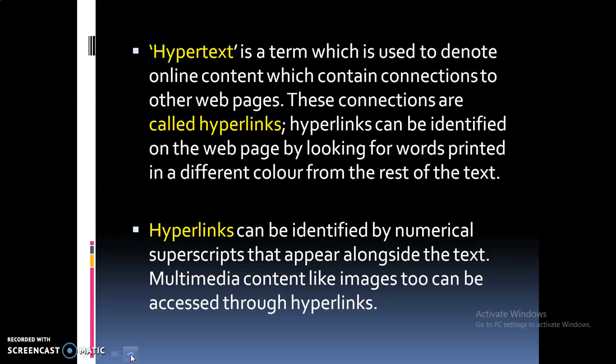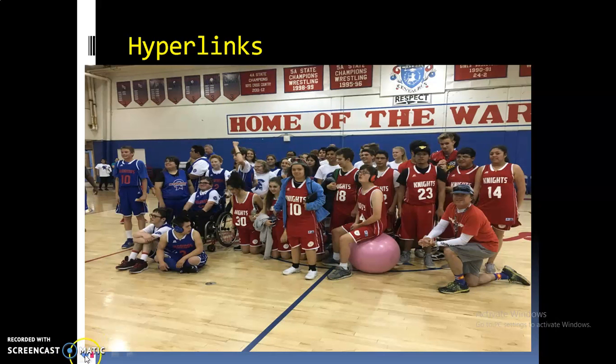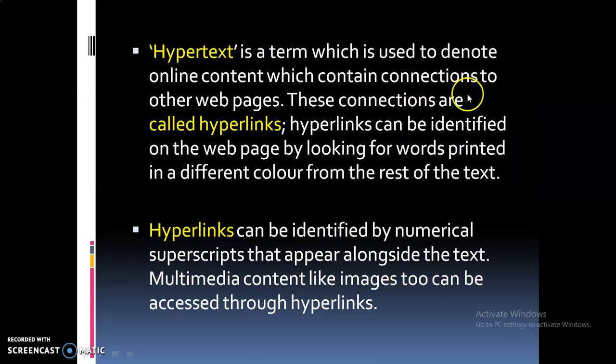So next, we are going to study hypertext. Some of you might be familiar with this term without knowing the definition. So what is this hypertext? Hypertext is a term which is used to denote online content which contains connections to other web pages. And those connections are called hyperlinks. So what is hypertext? Hypertext is a term which is used to denote online content which contains connections to other web pages. So these connections are called hyperlinks.